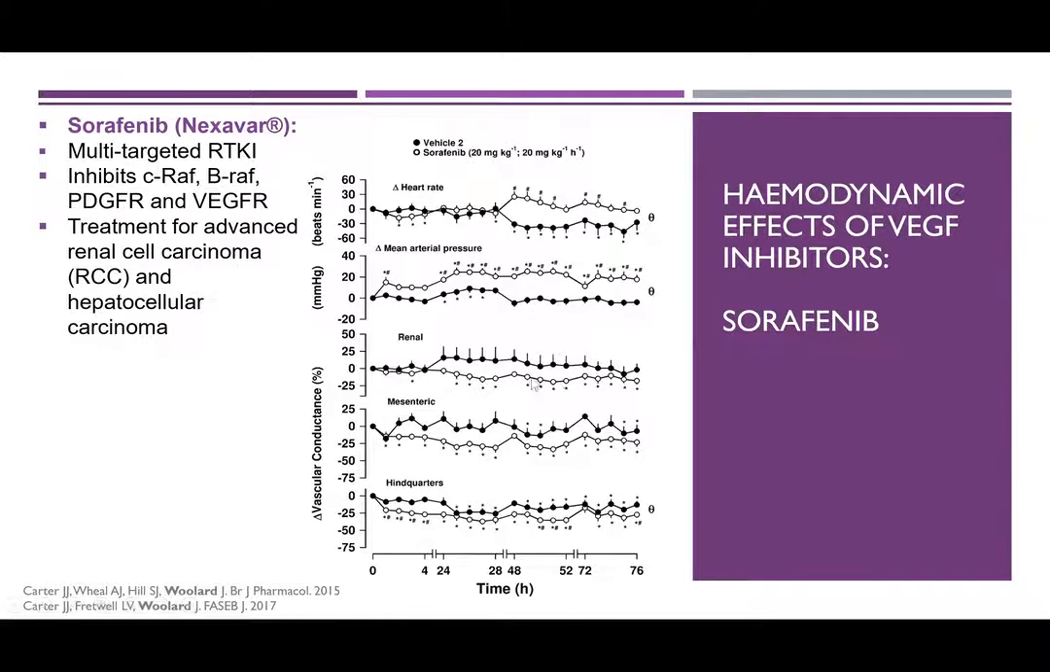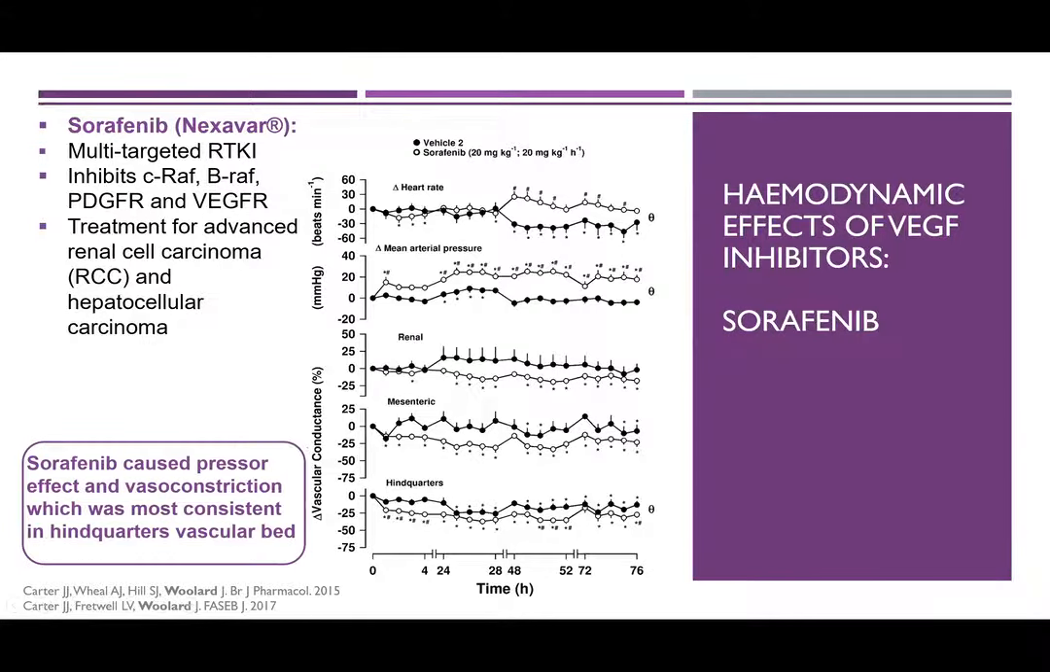But interestingly, perhaps less of an effect in the renal and mesenteric vasculatures, and a more sustained effect in terms of the hindquarters. And so we note that sorafenib caused a pressor effect and vasoconstriction, but that was most consistent in the hindquarters. It's still evident in the other vascular beds, but perhaps just not as consistently.